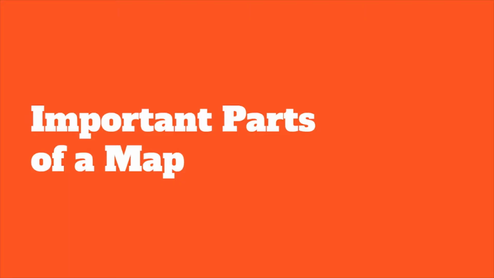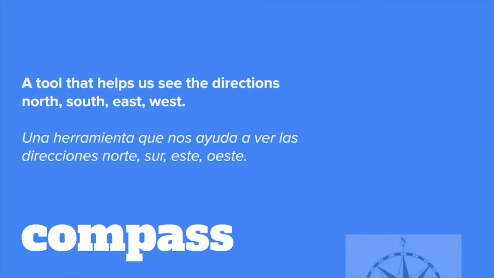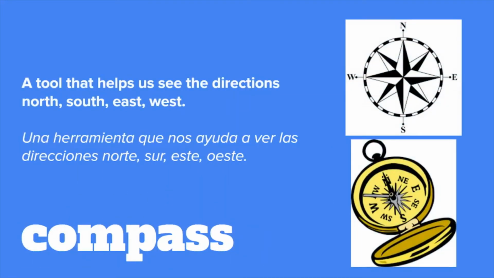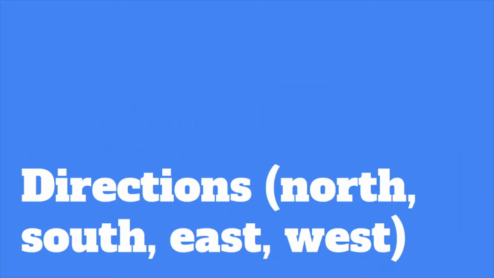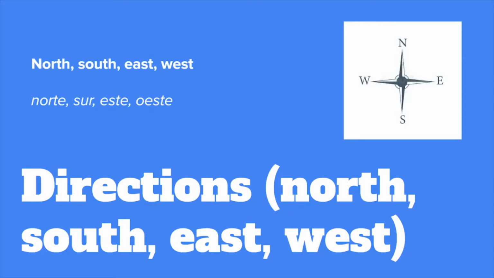All right, so now we are going to learn some of the important parts of a map. Los partes importantes de un mapa. A compass is a tool that helps us see the directions north, south, east, and west. Una herramienta que nos ayuda a ver las direcciones norte, sur, este, oeste. The directions, north, south, east, and west, norte, sur, este, oeste.